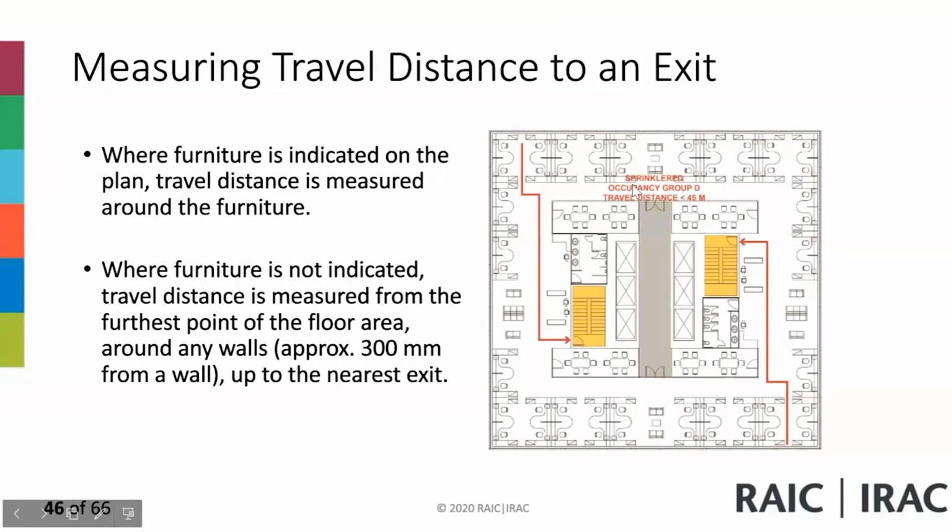Here I am dealing with a sprinklered occupancy group D. The travel distance must be less than or equal to 45 meters.